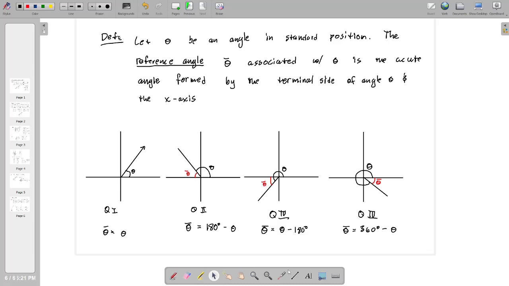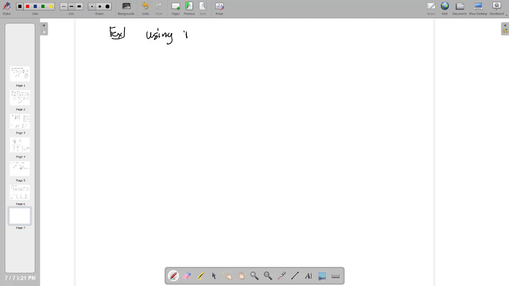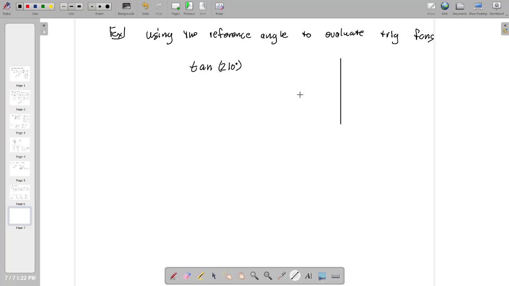And again, it's identical to last chapter when we were talking about the reference number. Example, using the reference angle to evaluate trig functions. Let's find tangent of 210 degrees. I'm going to go ahead and plot this angle first, and then we'll show you how to use the reference angle. Now remember, we talked about 210 degrees already. This is 210 degrees. It's 30 degrees past 180. So we're in quadrant 3. So you need to remember, first of all, that tangent is positive in quadrant 3. And that's from about 5 minutes ago in this lecture.